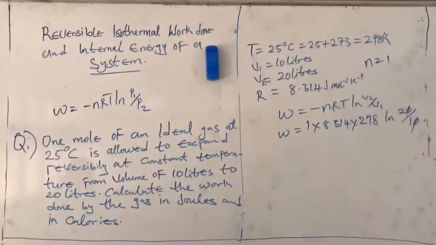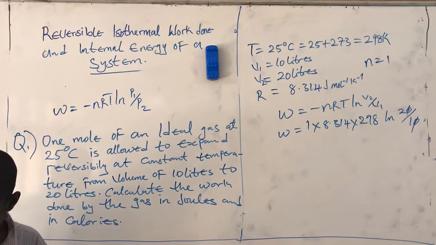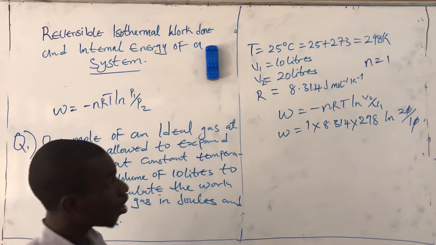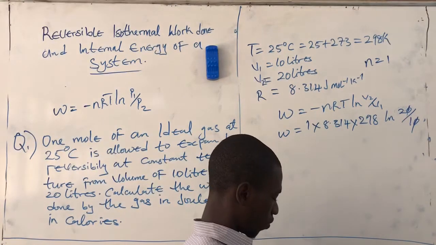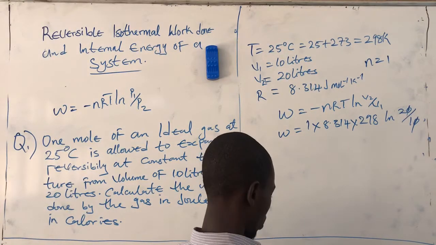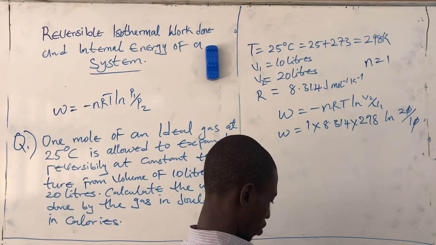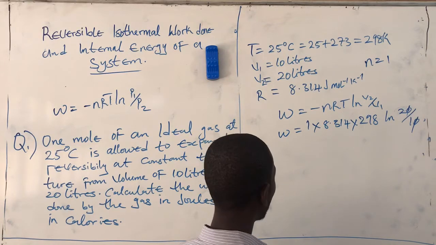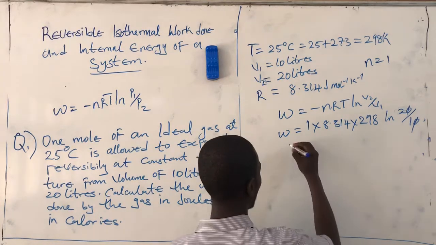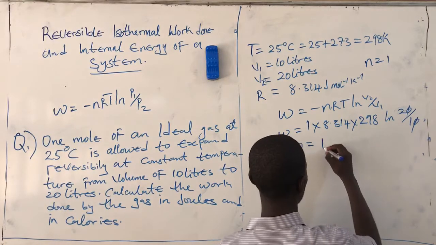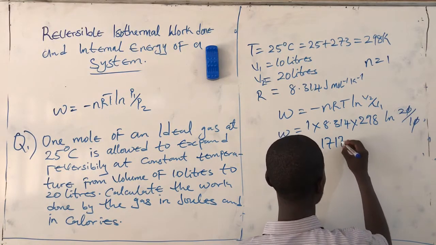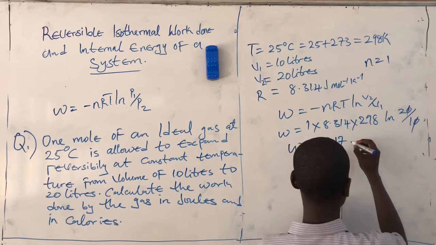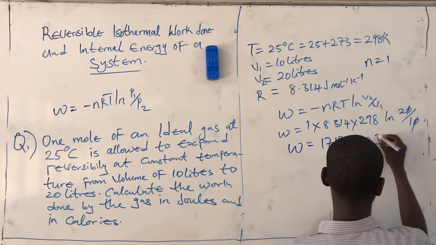So, 8.314 times 298 times ln 2. Yeah, our work done is equal to 1717.32 joules.